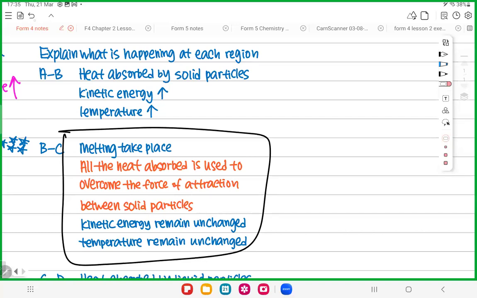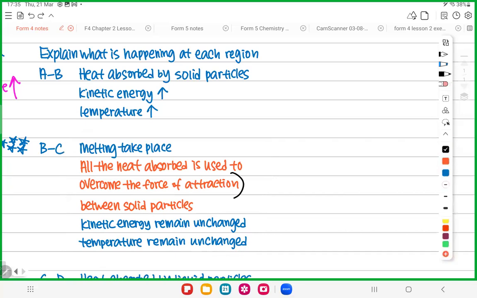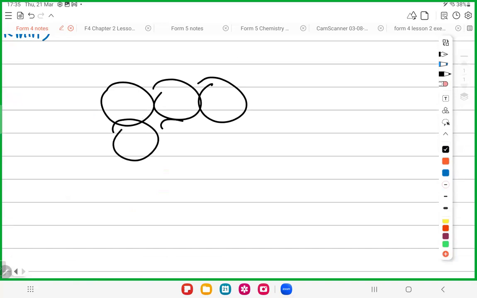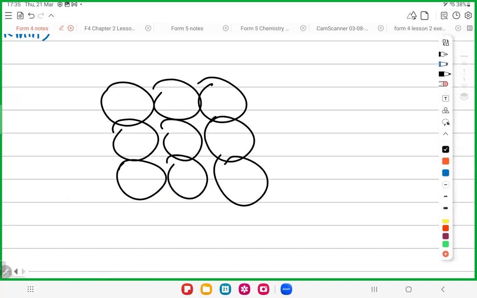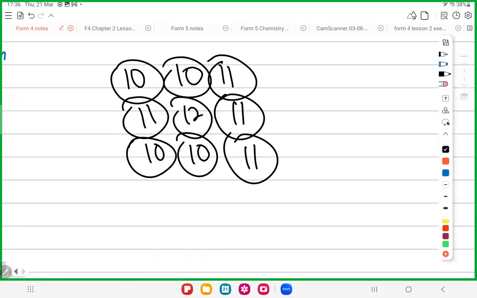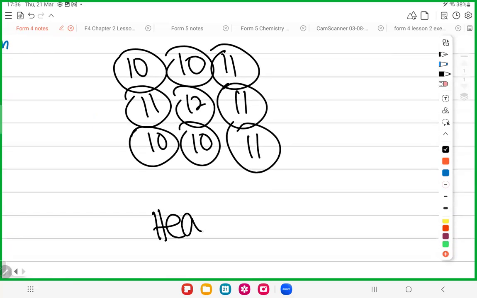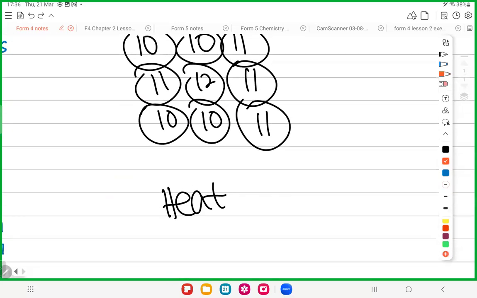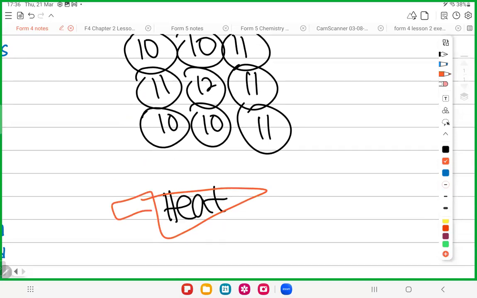So I hope you all can see this. This is why the temperature didn't change, okay? Because all the solid here, they have energy, for example 10, 10, 11, 11, 12, 11, 10, 10, 11. So now when you absorb the heat, the heat doesn't go inside the particle. Why? Because when you want to do melting, you want to do some cutting. So to do the cutting, we use the heat. So now the heat, we use it as the knife to cut.